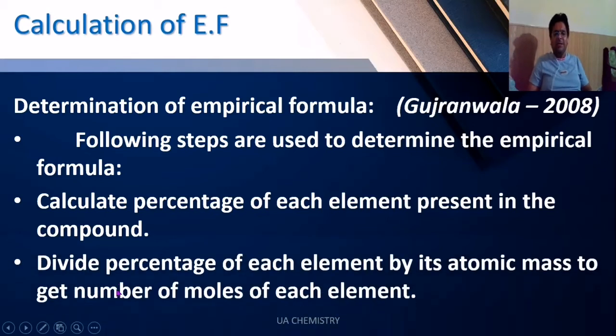Now calculate the gram atoms or moles. How are moles calculated? Divide the percentage of each element by its atomic mass. Say we have the percentage of oxygen equal to 32. The atomic mass of oxygen is 16. When 32 is divided by the molar mass of oxygen, that is 16, we will get 2. That 2 is the number of moles or gram atoms. First step is about percentage composition. Second one is about the number of moles or gram atoms.